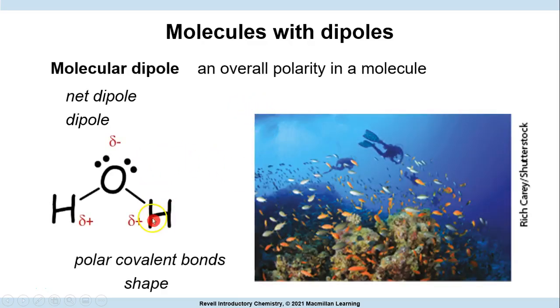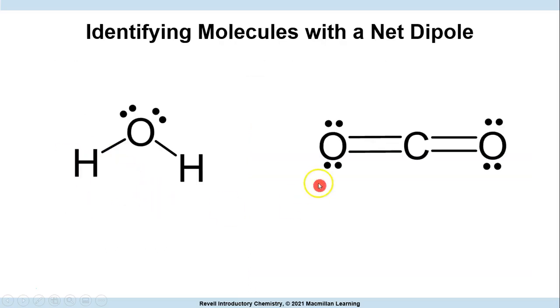So we see the water molecule here. The water molecule is polar covalent because of the shape and because of the arrangement of the atoms. So the characteristics here are determined by the shape and the way the atoms are arranged. Now let's look at how we can identify a net dipole in a molecule.